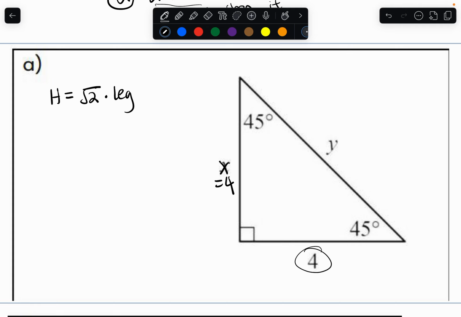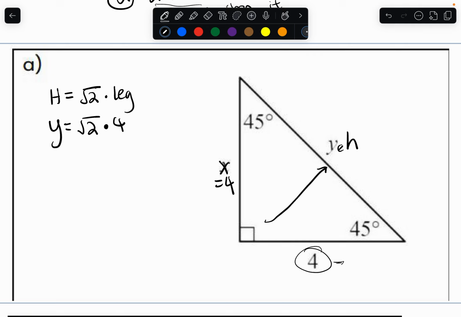Okay. Now, let's find my y. I know y is my hypotenuse because it is the side right across from my right angle. So my h, the hypotenuse, is y, and this equals the square root of 2 times the measurement of my leg, which I know right here is 4.